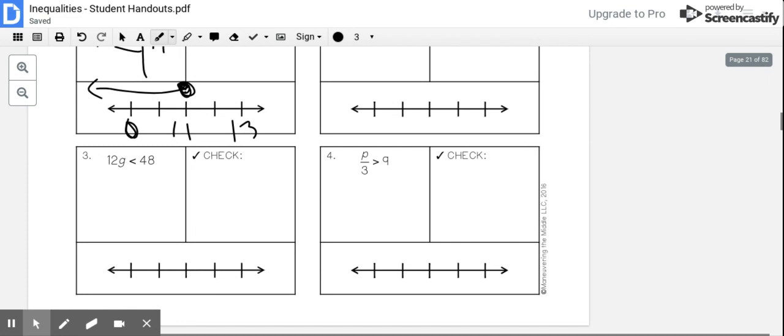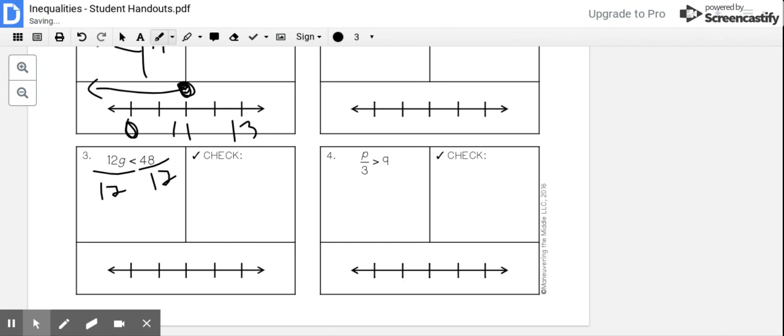Okay, on this one, 12 times g, so we're going to divide by 12. Okay, and then we have g is less than 4. So you're going to graph that. Okay, this is times by 3. Whoops, this is divide by 3. So we're going to times by 3. And we get p is greater than 27. And then you go ahead and graph them. If you don't, then I know you're not listening.